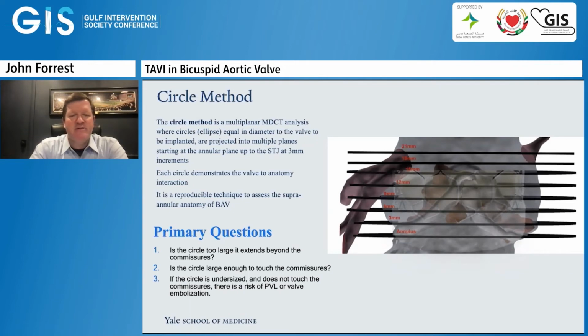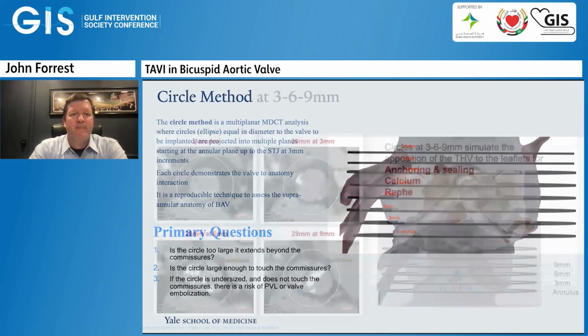And the primary questions that this is trying to answer is: is the circle too large for the valve? Does it extend beyond the commissures? Is it large enough so that it touches them? And is it going to risk paravalvular leak or embolization? Or on the other hand, is it going to risk possible annular rupture or other disruption of the aorta?